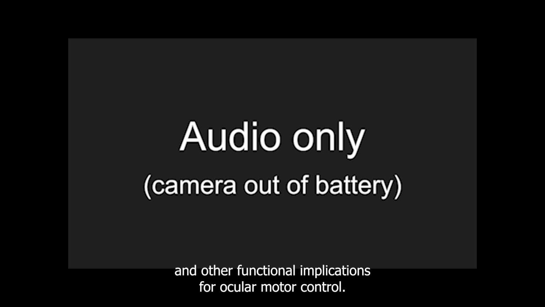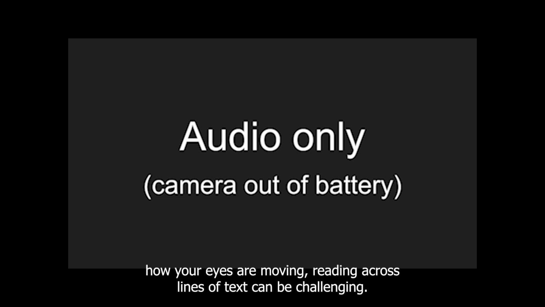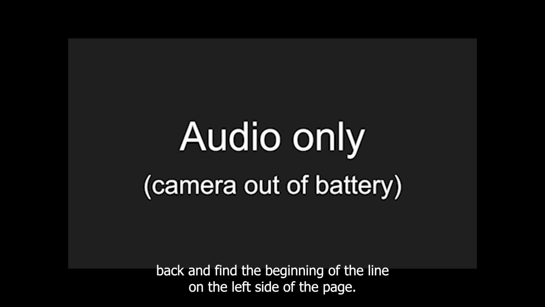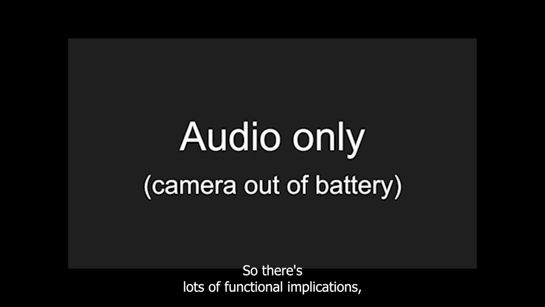And other functional implications for ocular motor control, like we work at a school, so if you can't fully control how your eyes are moving, reading across lines of text can be challenging. It may be harder to move from one word to the next. It may be difficult to move from the end of what you're reading on the right side of the page on one line and pull your eyes back and find the beginning of the line on the left side of the page. So there's lots of functional implications, but there's also ways that kiddos compensate for it.